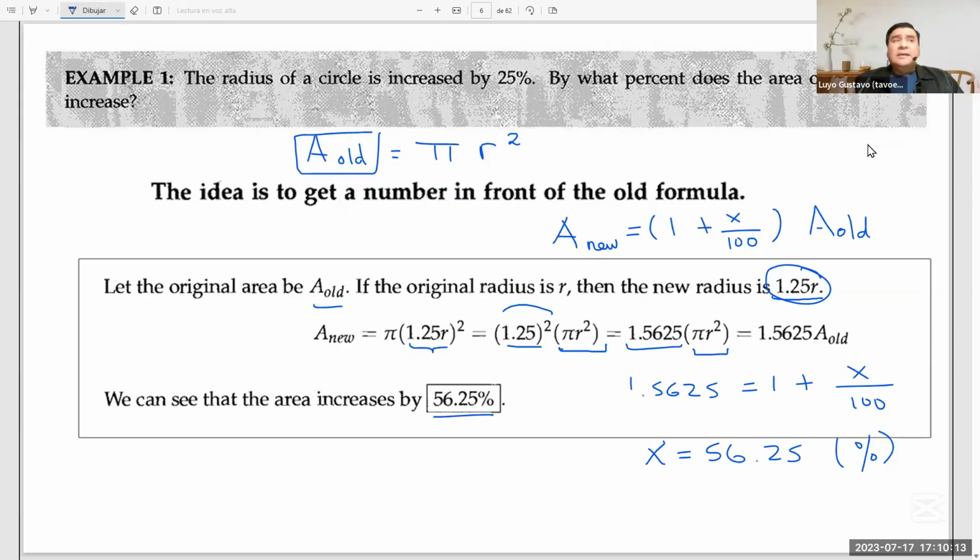So this is the type of question we are analyzing today, proportions questions. Sometimes the formula, for example the area, will involve more than one variable, or, as we can see here, one variable that is squared. So we need to consider that. For example, here, when we take the square of the new radius, we have to square both the old radius r, but also the constant value 1.25.